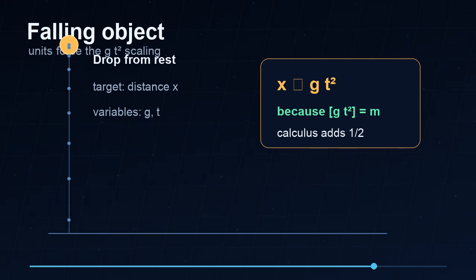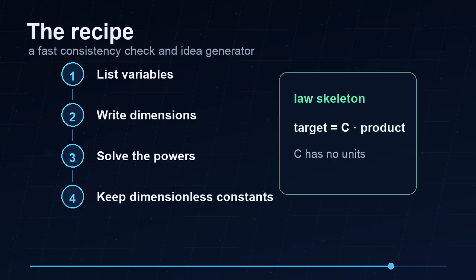The recipe is simple. List the variables. Write their dimensions. Choose powers that make the target unit. What remains is often the skeleton of the law. Before the algebra gets loud, units whisper the answer.